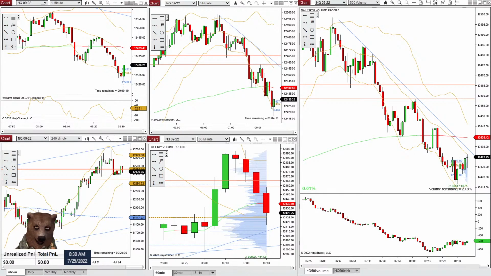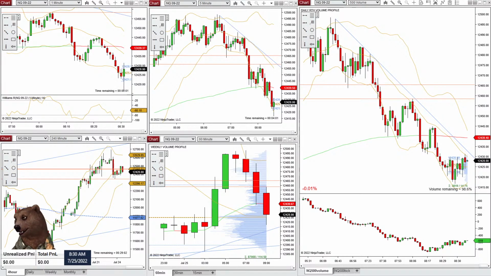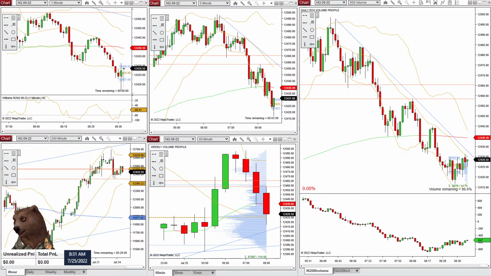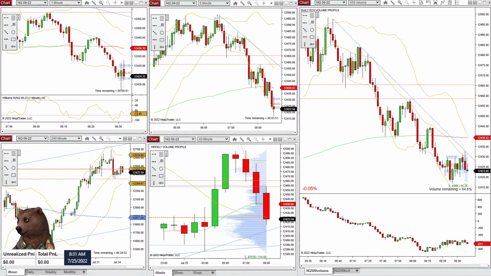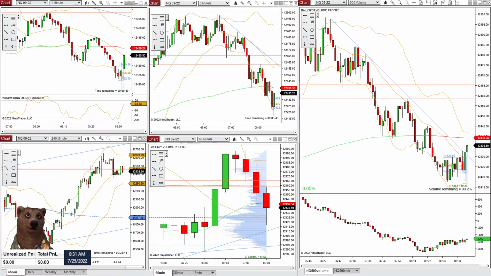Still watching this thing out of the corner of my eye. Again, I'm waiting for that impulse up. Let's see what we think here, guys. That impulse.